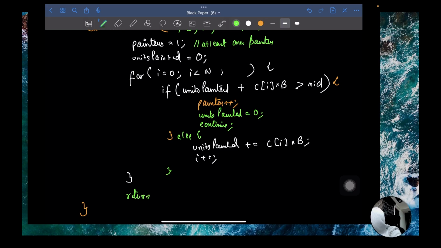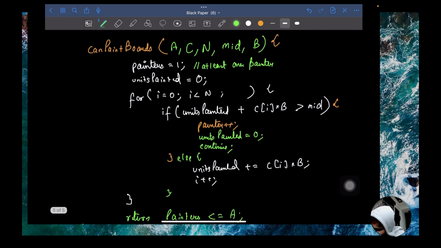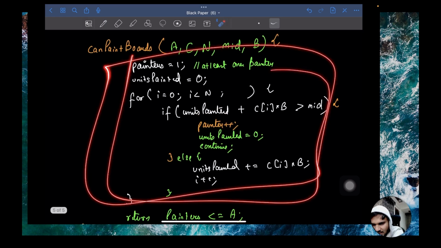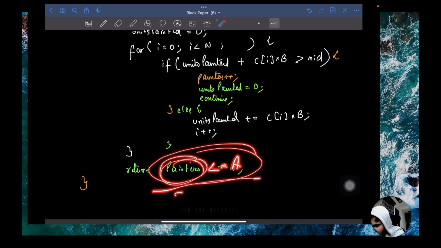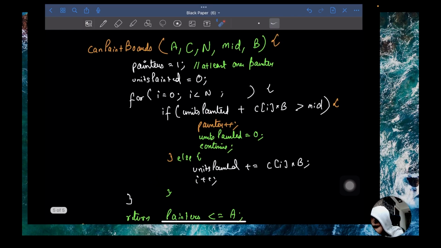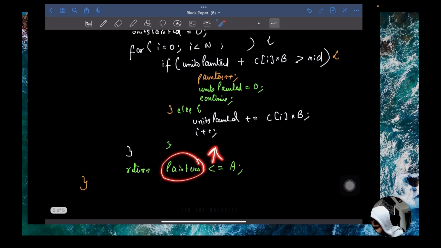Return painters is less than or equal to A. That is, if to paint the total number of boards, the painters required are less than or equal to A, then only we were able to paint everything in B, everything in mid unit of time. Otherwise, we required more painters.